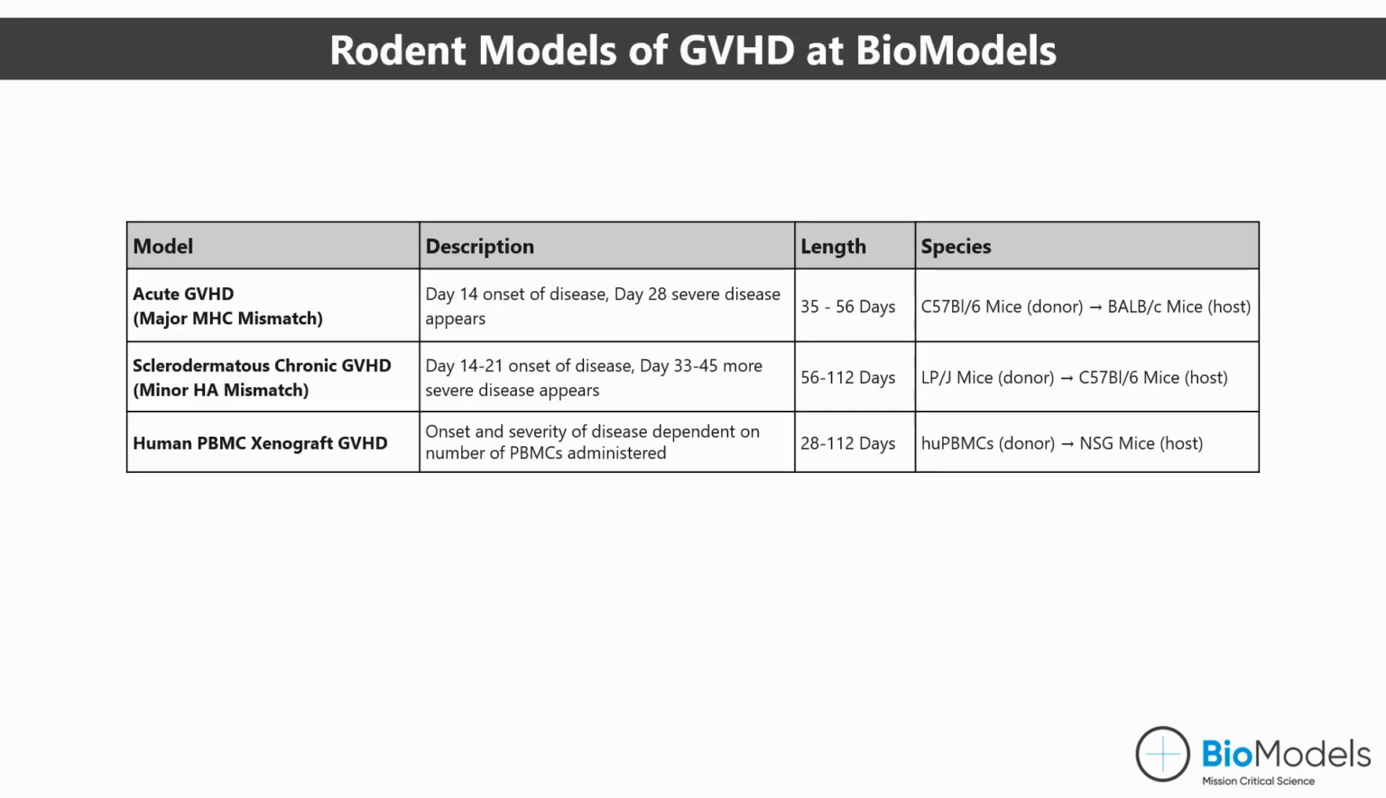So today we're going to be focusing on 3 different GvHD models that we run here at BioModels. One being an acute major mismatch model, another being a chronic minor HA mismatch model, and the final model I'll present data on today is from a human PBMC xenograft GvHD model.